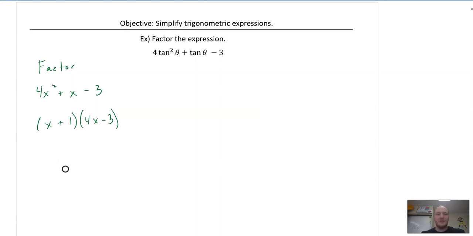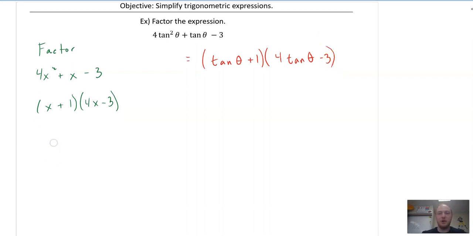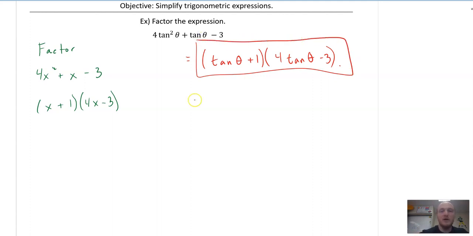So I have 4 tan squared theta. If I follow that same idea, we have tan theta plus 1 times 4 times tan theta minus 3. And that's your answer, believe it or not. But if you don't believe me, you can always go ahead and check.